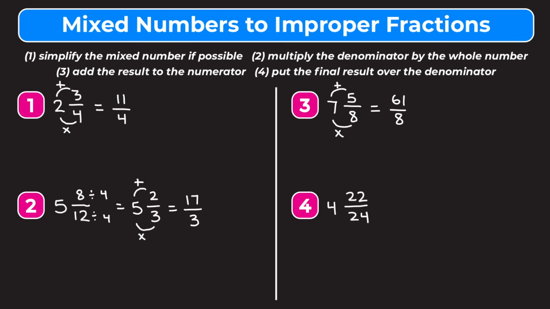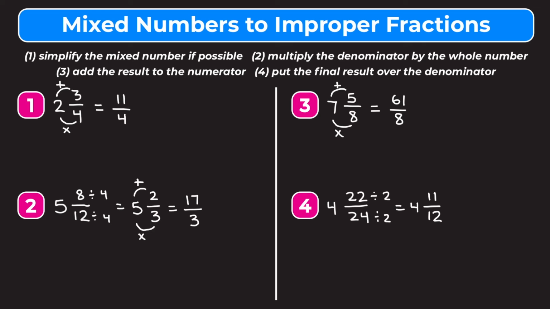And finally, our last example is 4 22/24, which we can simplify. So we're going to start by dividing the fraction part by 2 on the top and bottom. We'll keep the whole number part as is. So we have 4. 22 divided by 2 is 11. 24 divided by 2 is 12.